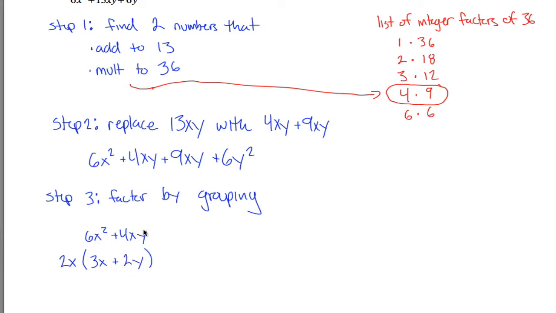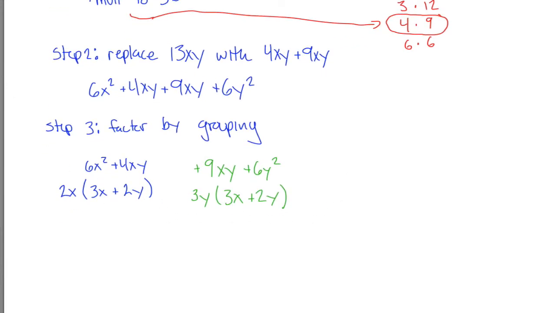I've taken the first group, the first 2 terms, and pulled out their greatest common factor, 2x. What I now want to do is take the next 2 terms, plus 9xy plus 6y squared, and pull out something from these 2 terms so that I'll be left with 3x plus 2y. This 3x plus 2y is my target. To be left with 3x here, I'd have to pull out a 3y. If I pull out a 3y from the first term, I'm left with 3x. If I pull out that 3y from the next term, I'd be left with 2y, which sure enough is exactly what we need.